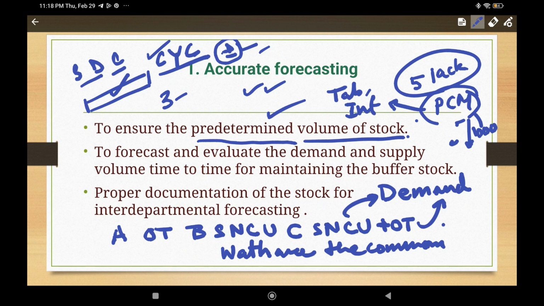Now we have to divide according to the requirement. OT has a demand for drug C of about 5%, but SNCU requires 10% of the drug, so we supply accordingly. Calculating all these things, we can measure how much drug will be procured and how much will be supplied to each department according to their requirement.